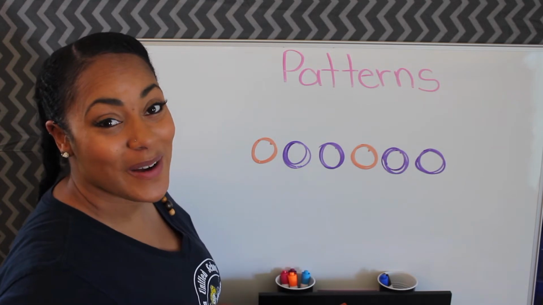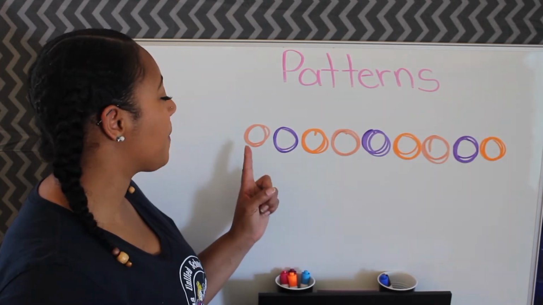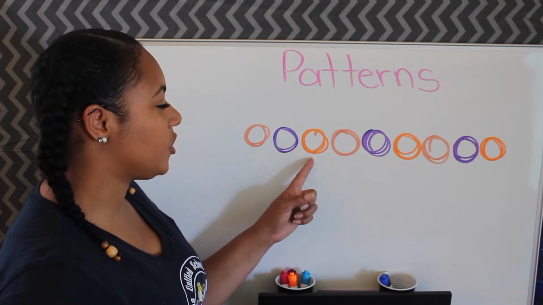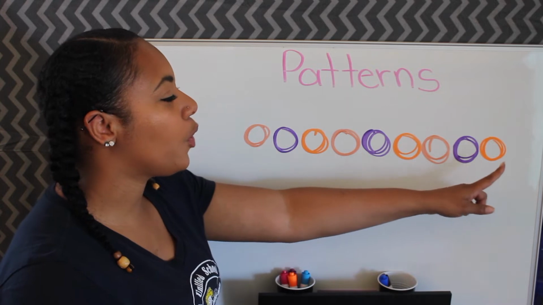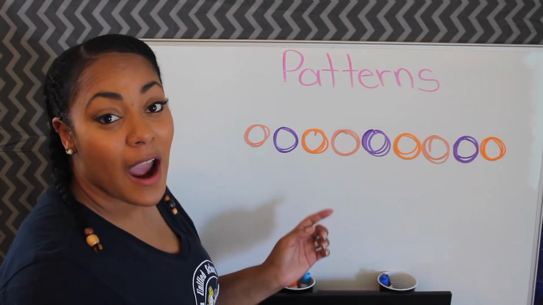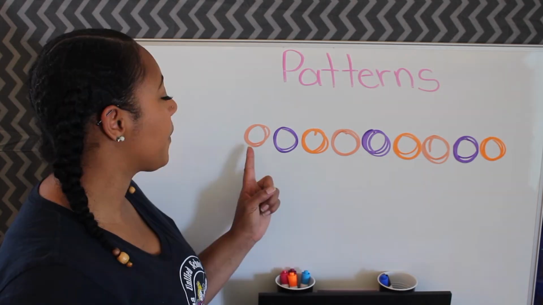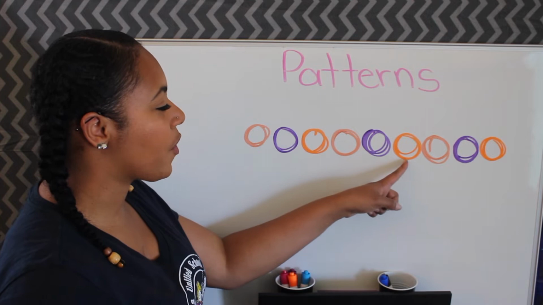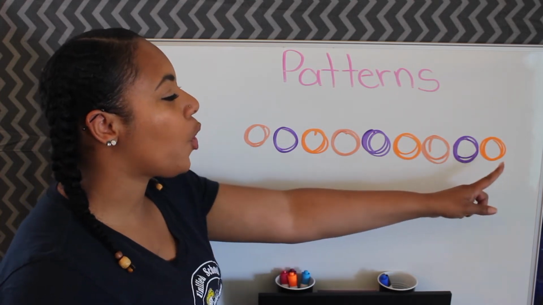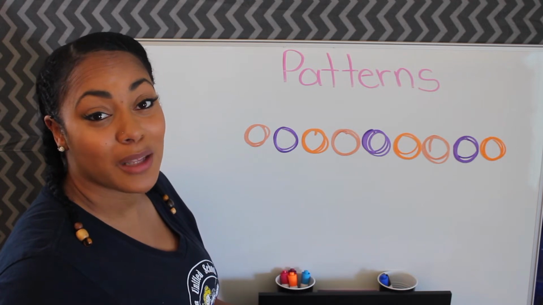Now we're going to try one more pattern. Here is the third pattern I've created. It's brown, purple, orange. Brown, purple, orange. In this pattern, I used three different colors and I made it a little more challenging. Brown, purple, orange. So what we're going to do now is practice some more creating patterns.